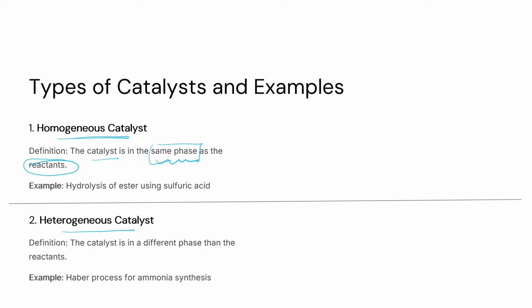What is a classic example of this? The classic example of a homogeneously catalyzed reaction is hydrolysis of ester using sulfuric acid. Suppose I consider an ester like CH3COOCH3, that is methyl acetate. If I undergo hydrolysis of this methyl acetate in the presence of water, suppose I add sulfuric acid as a catalyst, that is H2SO4, methyl acetate would undergo hydrolysis to form CH3COOH plus CH3OH. So I get acetic acid and I get methanol.